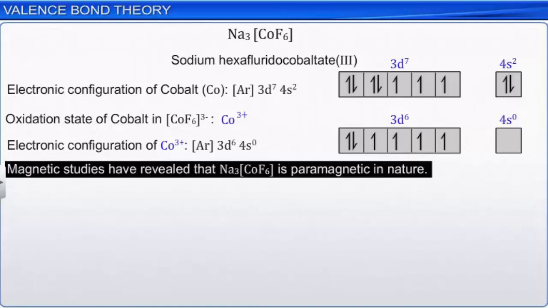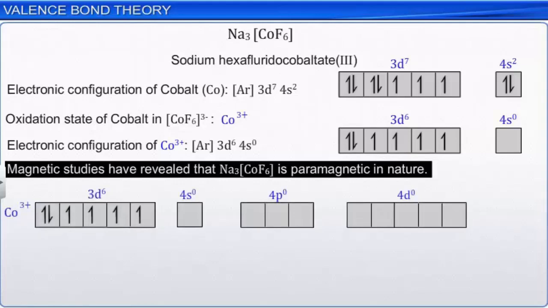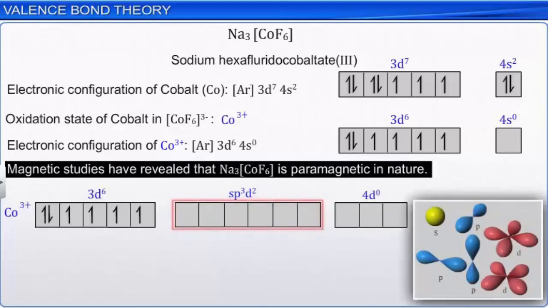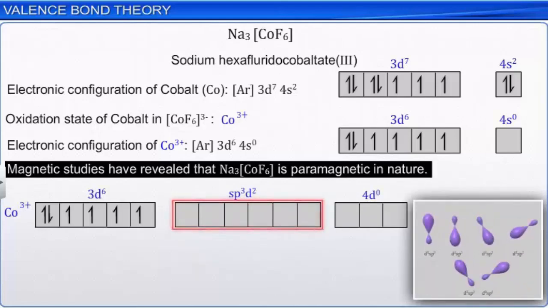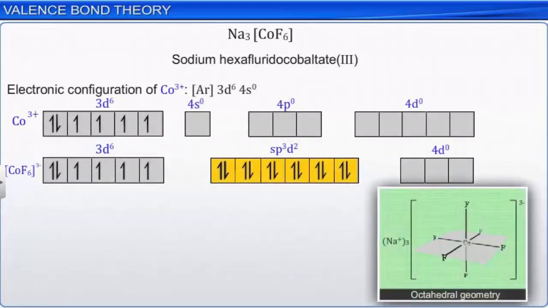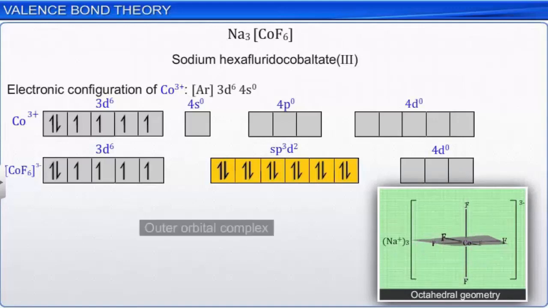Magnetic studies reveal that sodium hexafluoridocobaltate is paramagnetic in nature. Why? Because the vacant 4s orbital, 4p orbitals and 2 4d orbitals undergo hybridization to give sp3d2 hybridization, so we get 6 equivalent orbitals equal in their energies. These sp3d2 orbitals accommodate 6 lone pairs of electrons contributed by fluoride ions, and this complex is called as what? Outer orbital complex or high spin complex or spin free complex.